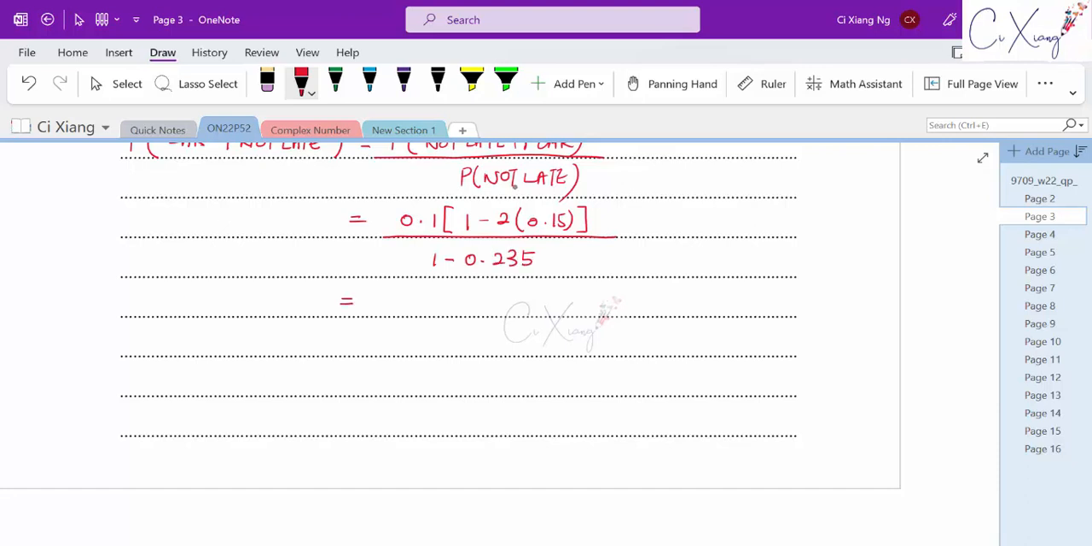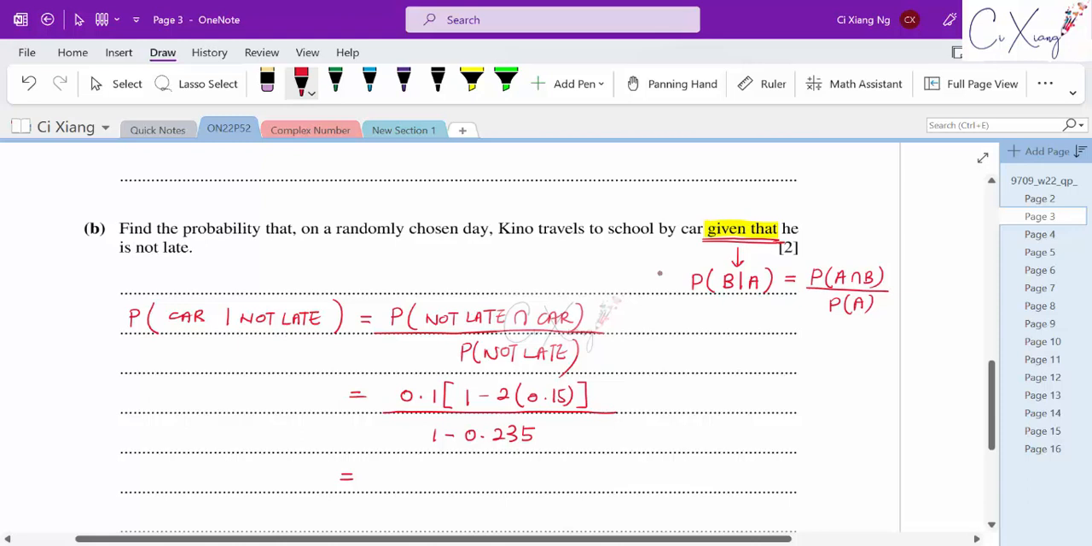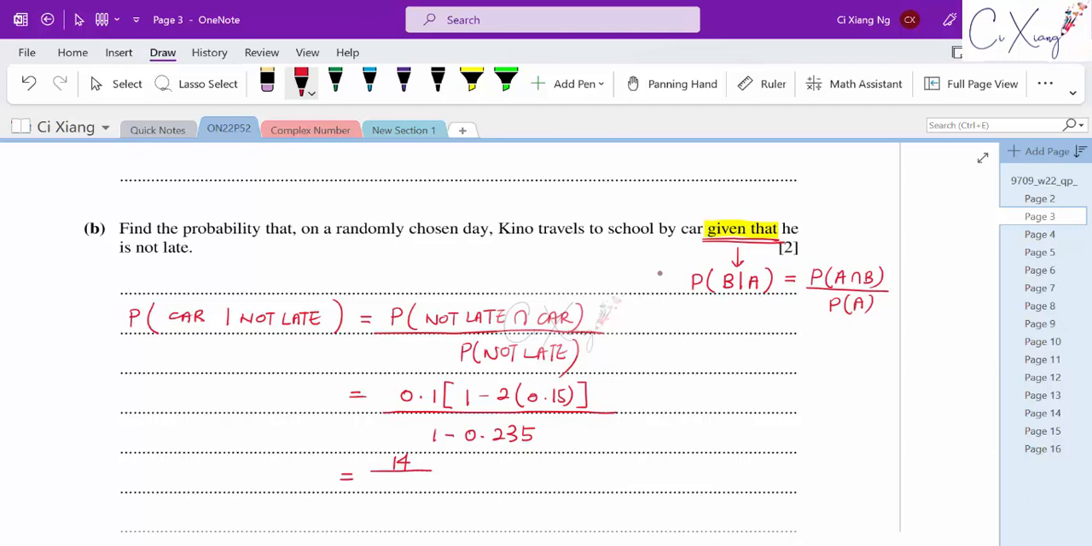By simplifying this fraction, we will get the answer either in fraction form, which is 14 over 153, or you can change it to 3 significant figures, where it will become 0.0915. For this part, conditional probability, please be aware that "given that" is a keyword for conditional probability, and you need to remember the formula for conditional probability.